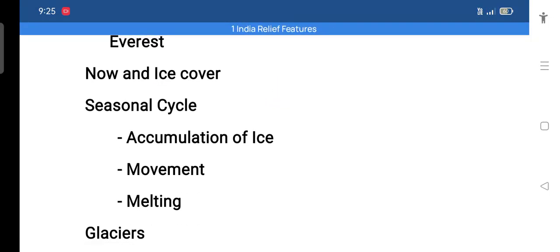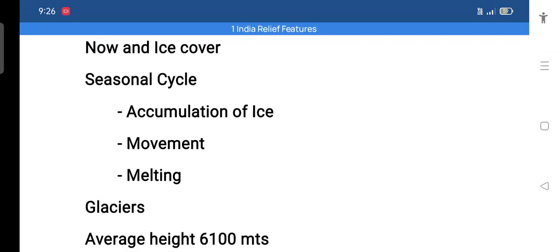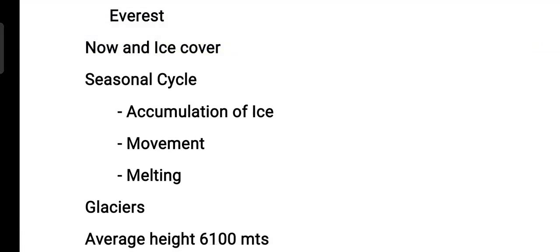And second, we can find here the seasonal cycle. What is the seasonal cycle? Seasonal cycle means a process we can find every year in the same way. Due to a huge amount of ice every year, some ice is accumulated in a particular area, and this ice gradually moves from one place to a lower place very slowly. The speed of this movement is only in millimeters.